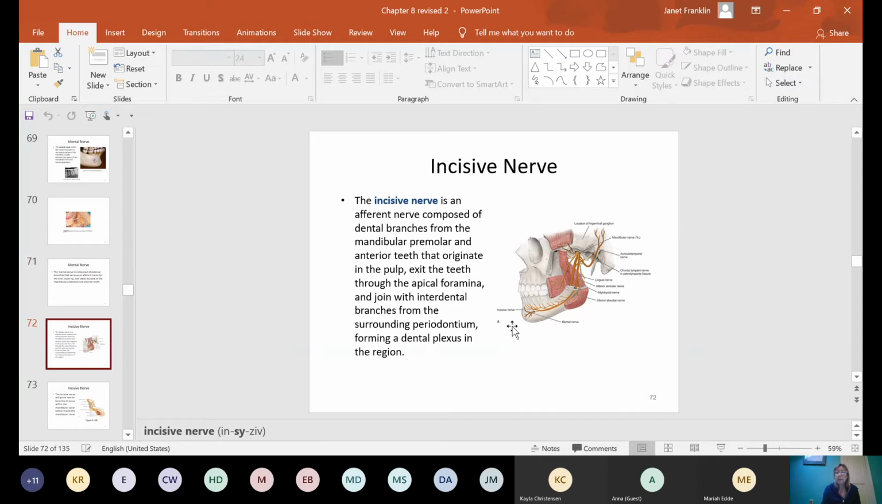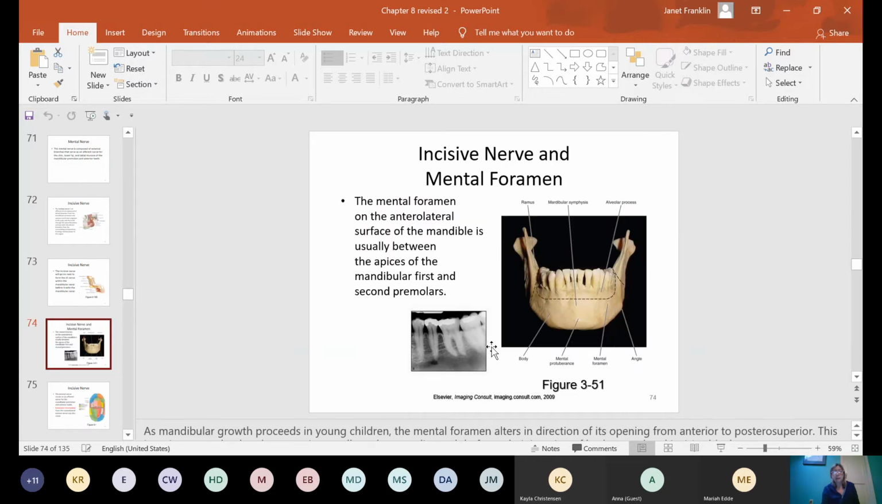The incisive nerve, when we want to numb the pulp of the teeth, we would give what we call a mental injection, and then we put pressure on it. And when the anesthetic passes through the mental foramen, it's going to anesthetize the incisive nerve as well. So we call it the mental incisive.